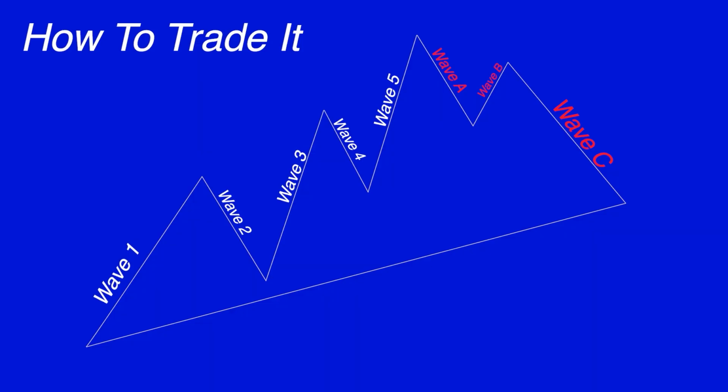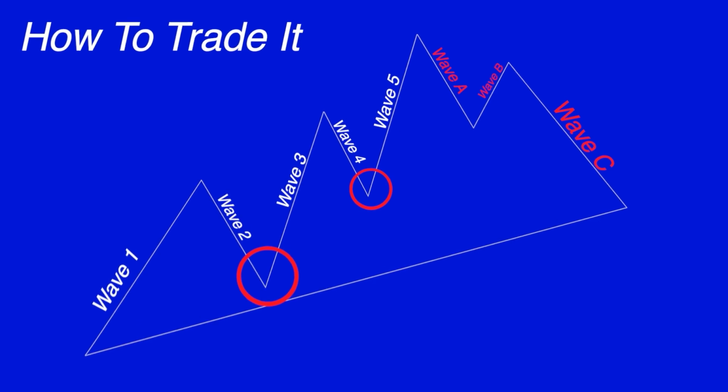The strongest move is usually wave 3, where momentum is highest. Many traders look to enter during wave 2 or wave 4 pullbacks to catch the continuation of the trend. Understanding Elliott waves helps you see the market as a structure, not randomness.